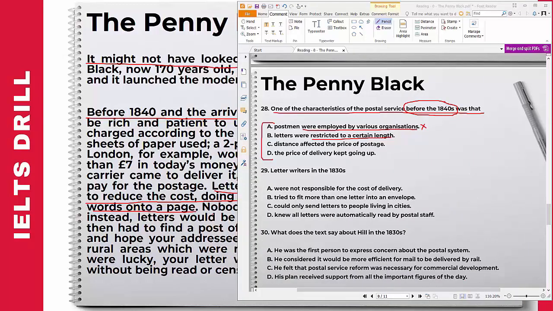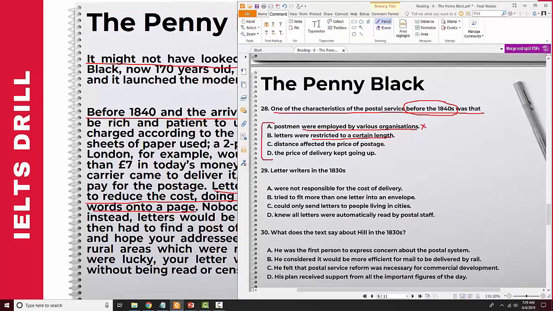They would just write in small handwriting so that their cost would be low, right? But does that mean that the letters were restricted to a certain length? Was there any restriction by the postal service saying that you cannot send more than two pages? No, that is not true, right? So you need to be very careful. I think Garima had chosen this option, so no, this is not correct. You need to pay attention to each and every word. So it was not restricted. Yes, people preferred sending one-pagers, but it was not a restriction. So this is not correct.